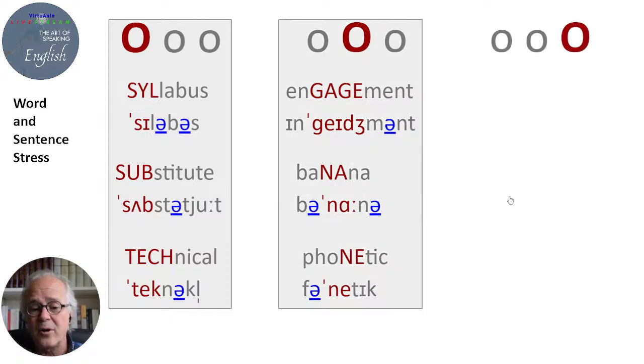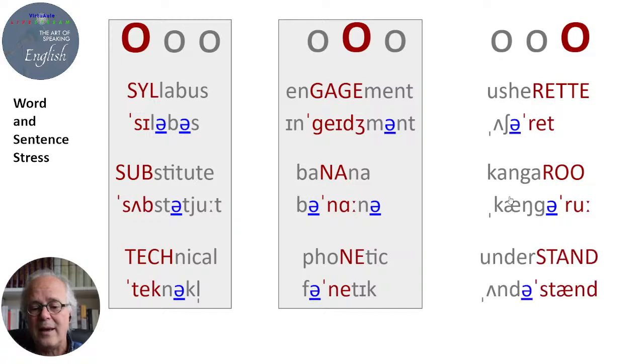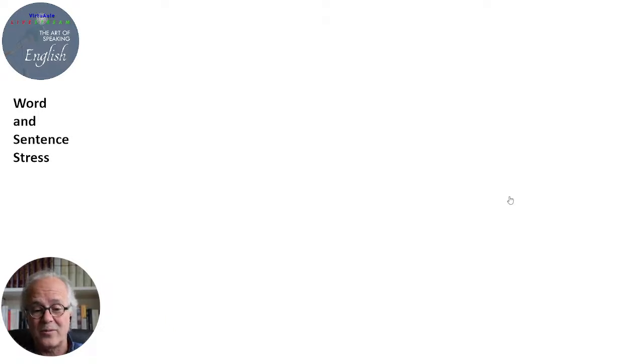And in the third group, you can see usherette, schwa sound in the second syllable. We have kangaroo, and understand. You have the schwa in the second syllable, understand. Okay, so this is a consideration that you have the stressed syllable, but you also have the unstressed syllable. So those are two important factors.